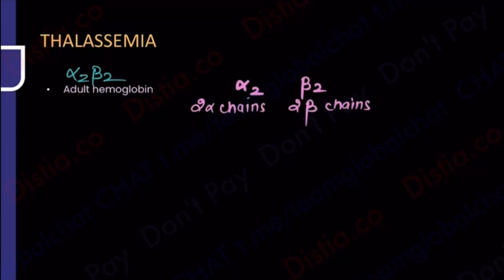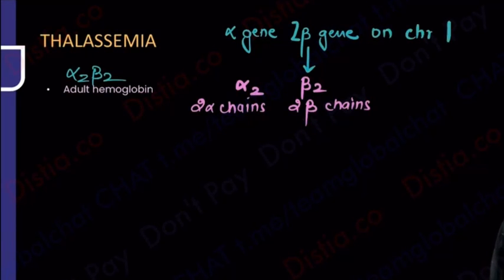So, every chain or protein must have come from a gene, right? This means that the alpha chain has come from the alpha gene and the beta chain has come from the beta gene. But remember, how many beta genes do we have? We have 2 beta genes. So simple, na? 2 genes will make 2 chains. How simple is that? 2 genes will make 2 chains and these 2 genes are present on chromosome number 11.